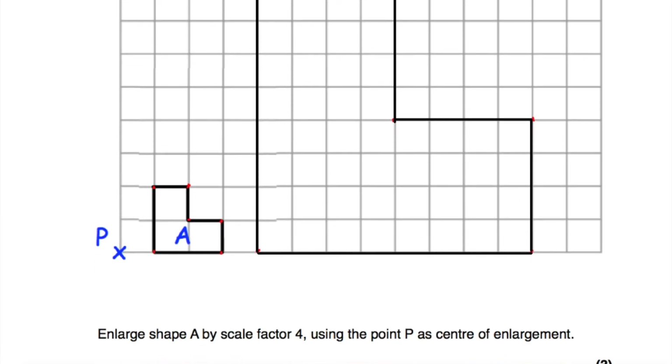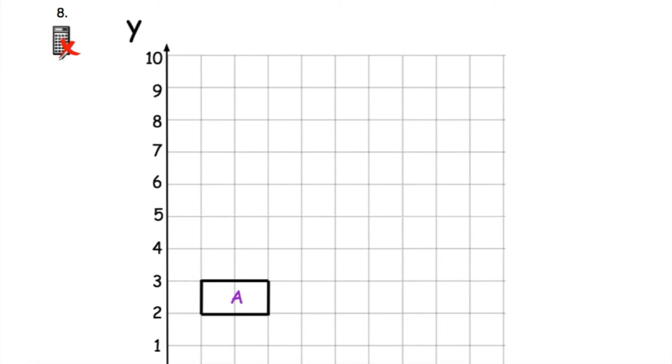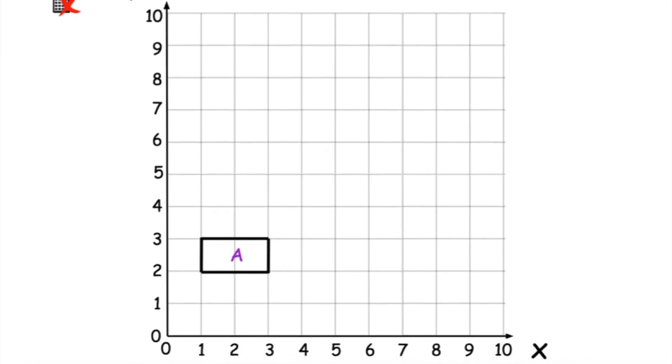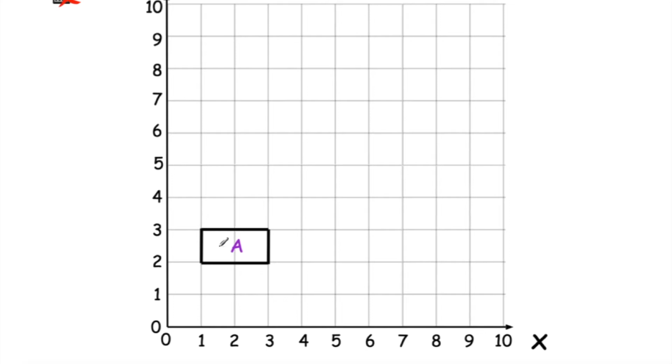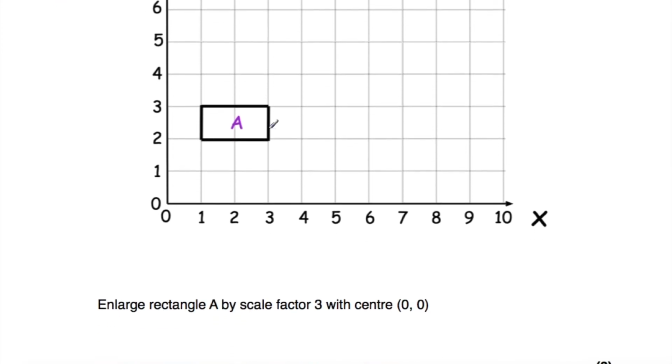Okay, let's look at our next question. So let's have a look at our next question, question number 8. So question number 8, we've got this set of axes, our x-axis and y-axis, and we've got this rectangle labelled A. And then we're told to enlarge A by scale factor 3 with centre 0, 0.